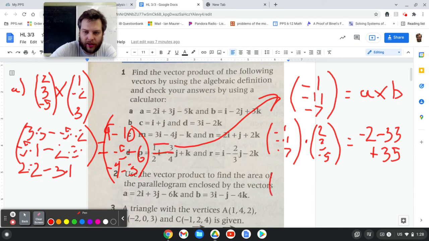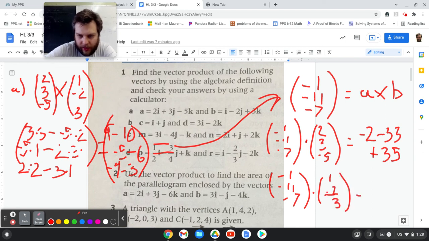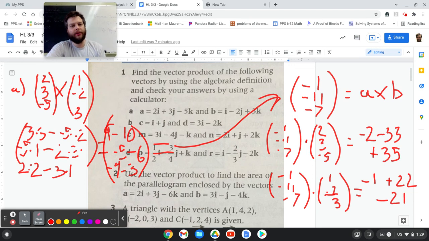Now let's try A cross B dotted with B, 1, -2, 3. And then we end up with -1 plus 22 minus 21. That also equals 0. So I feel pretty confident with our answer because we found a vector that is normal to both A and B. And that is what the cross product does for you.